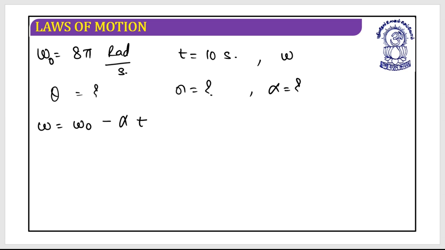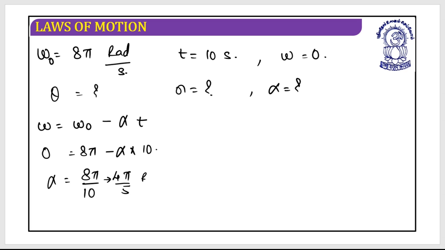They said it comes to rest. This means the final velocity is 0. So 0 is equal to 8 pi minus alpha, which I don't know, times the time of 10 seconds. So alpha is equal to 8 pi divided by 10. It's 4 pi divided by 5 radian per second square. Again, this is retardation, so this could be written in minus.